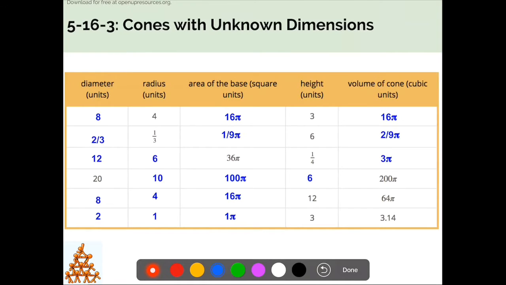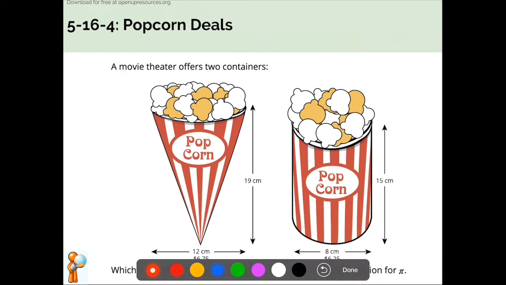Okay, moving on to our next part of the lesson. You have 2 containers of popcorn here. One is shaped like a cone, one is shaped like a cylinder. They might look similar in dimensions here today, but do make note that their heights are different and their diameters down here are different. So just be careful of that as you work. But they also give you a price for each one of them. The cone is $6.75 and the cylinder is $6.25. Your job is to figure out which of these is the better deal. If you're going to the movie theater and these are your options, which one of these is the better deal?